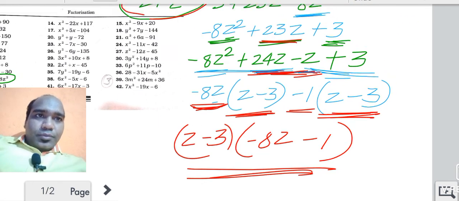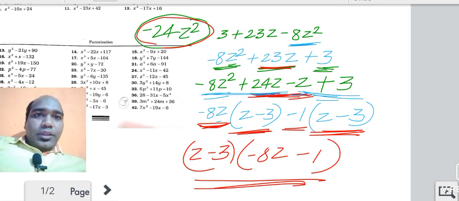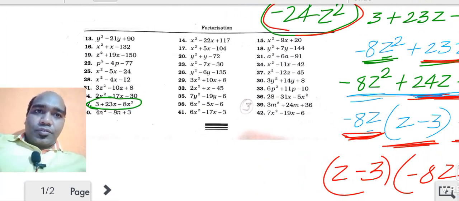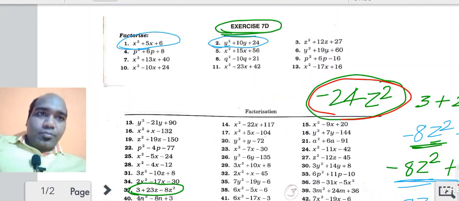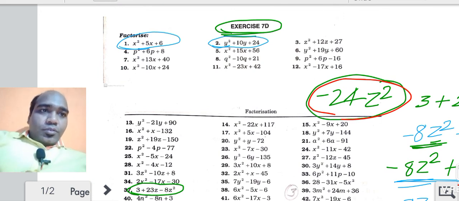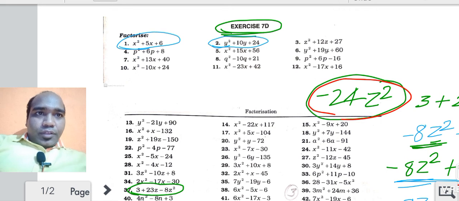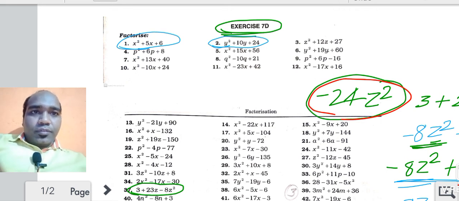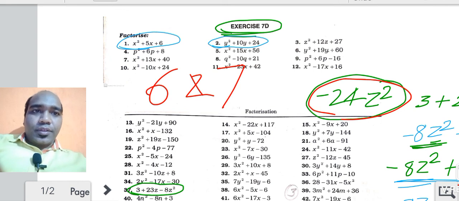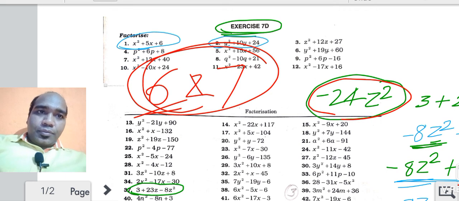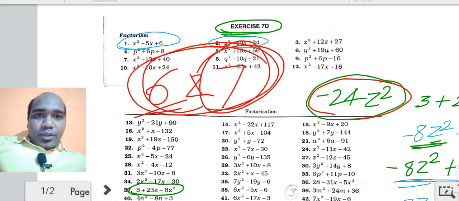So I hope whatever I have taught you today is clear to you, and in this way you can solve the rest of the questions. All the questions you can solve. Got it? So see you in the next class with a new chapter. Okay, and all the best for your test. Up to here your syllabus is chapters 6 and 7, this factorization. So both the chapters, chapter 6 I am not doing, chapter 7 I have done. Okay, so I hope whatever I have taught you is clear to you.